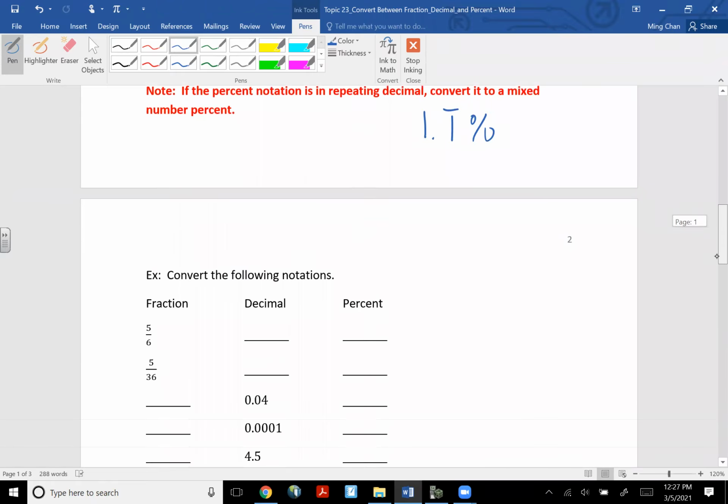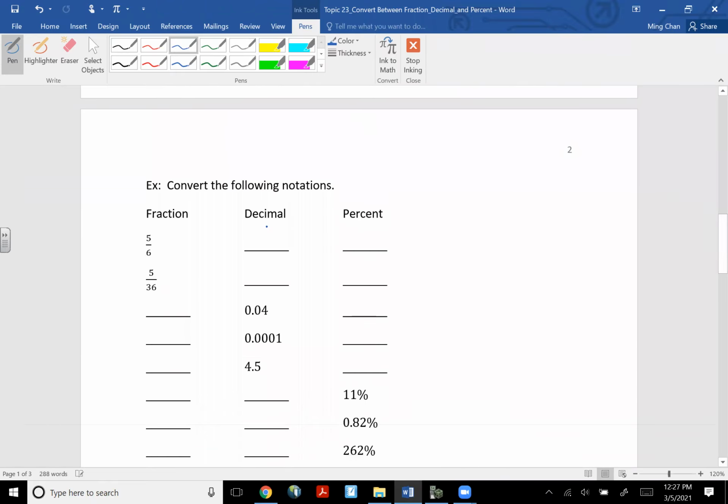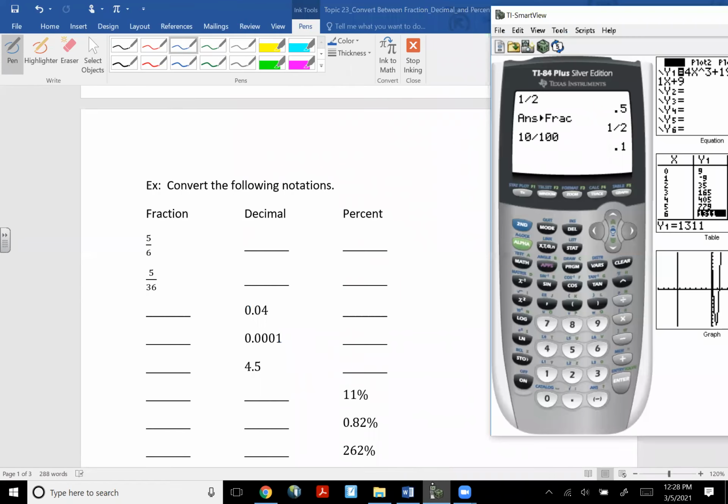So let's give it a try. Start out with a fraction. I want decimal answers. So what I do is use a calculator to divide for me. 5 divided by 6. And I get 0.83 repeating.